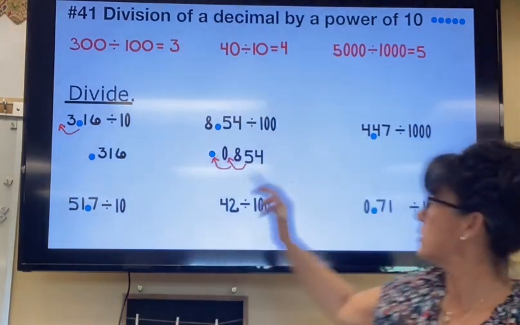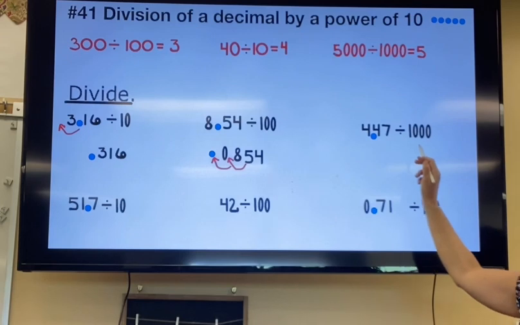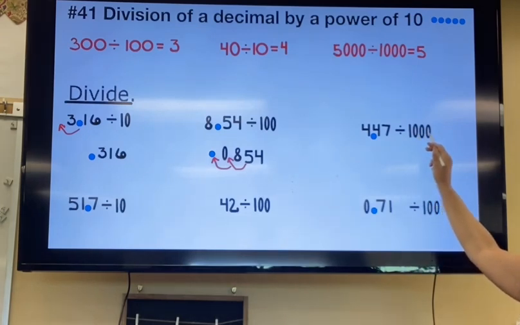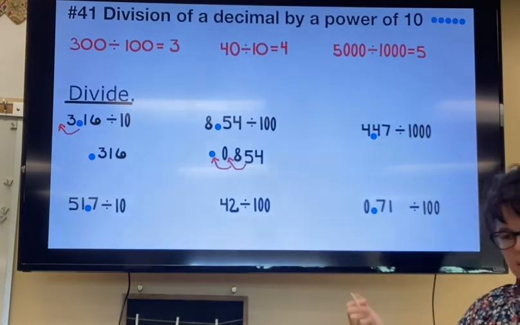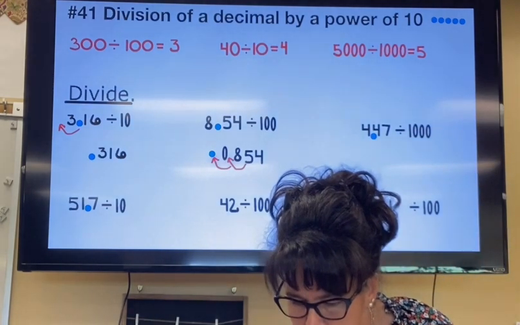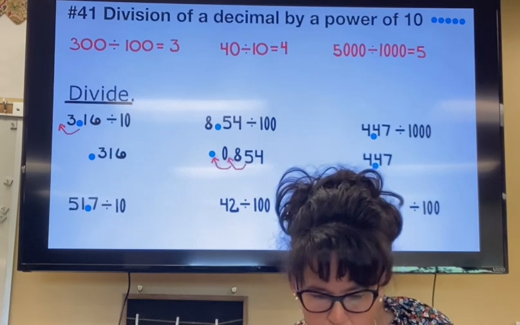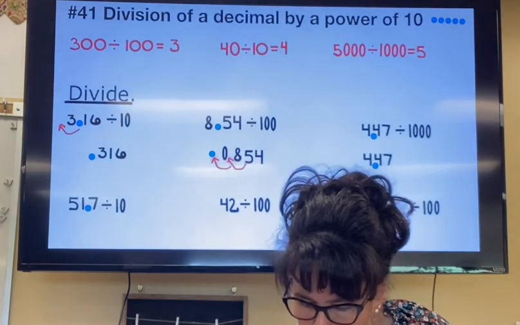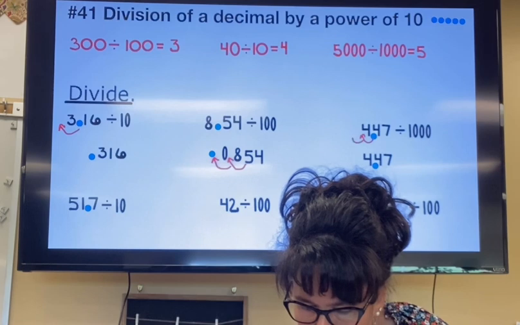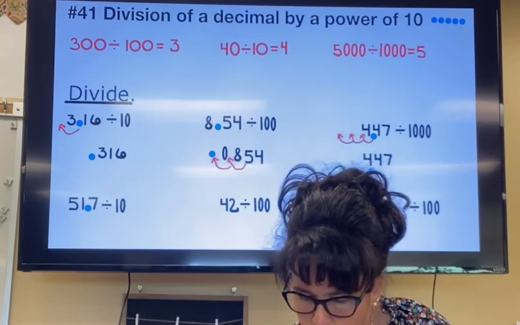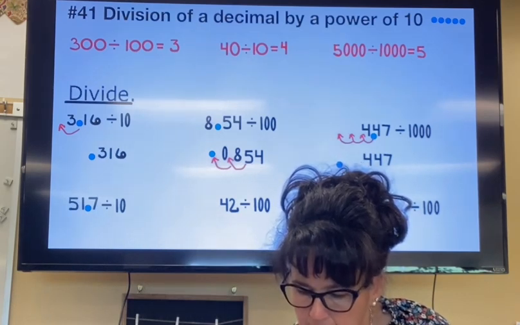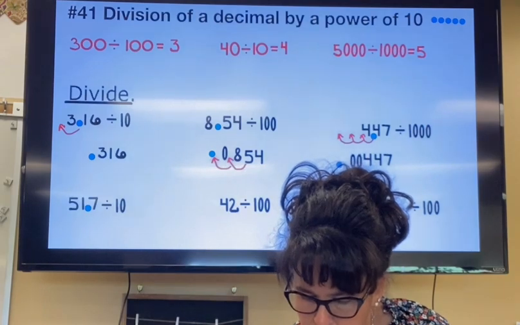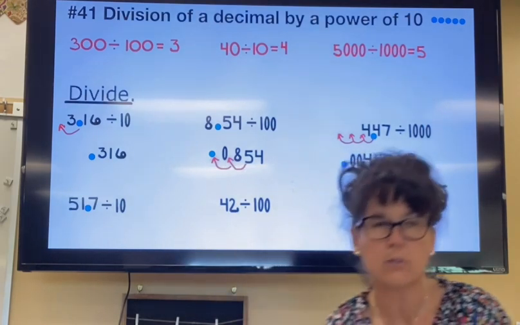Okay, then this one here, if I'm going to divide by 1,000, the number 1,000 has 3 zeros. So I'm going to move the decimal left 3 places. So if I move this decimal left 3 places, 1, 2, 3, I'm going to end up needing a couple of zeros to hold that place.